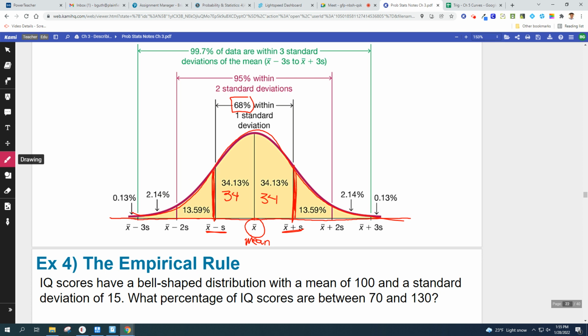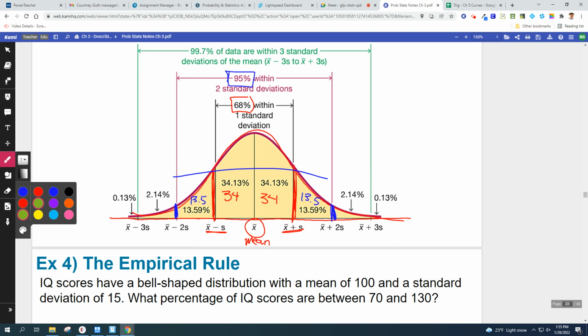If you go out another standard deviation, I like to call this 13.5 and 13.5. If you add up all the values there, then you'd have 95% of the numbers within 2 standard deviations from the mean. Let's talk about how many numbers there are in that data set.